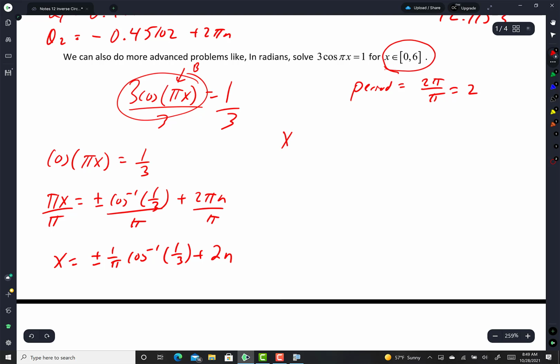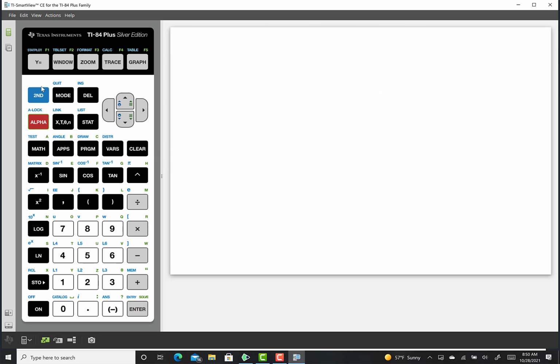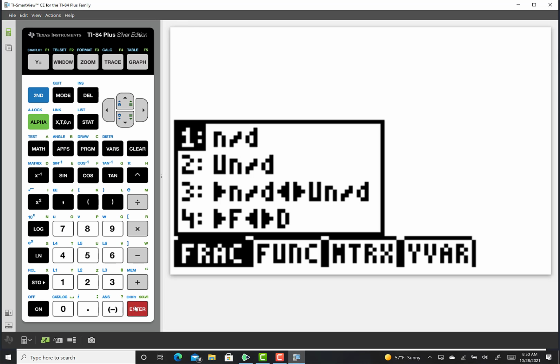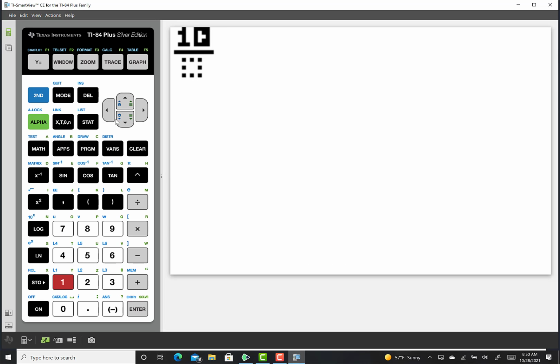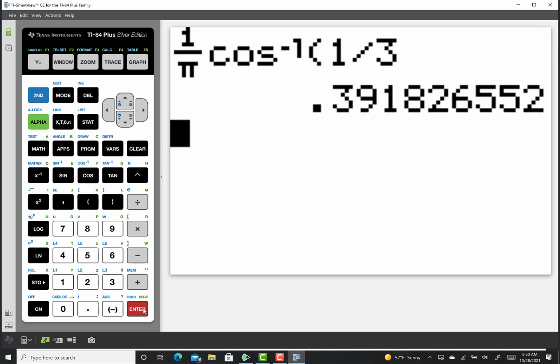So here we go. x1 is equal to the positive one. I'm going to take my calculator and clear it. I want it to look exactly like it looks on my paper. So I'm going to use that little fraction feature, put 1 over pi. You don't have to do it like this. You can just do arc cosine of 1/3 and whatever that is divided by pi. But I like to do it like this. Second arc cosine 1/3. Push enter. So I got 0.39182.